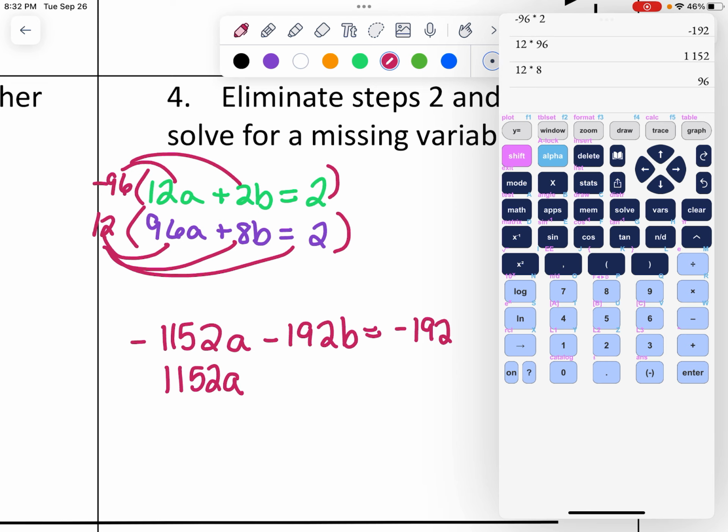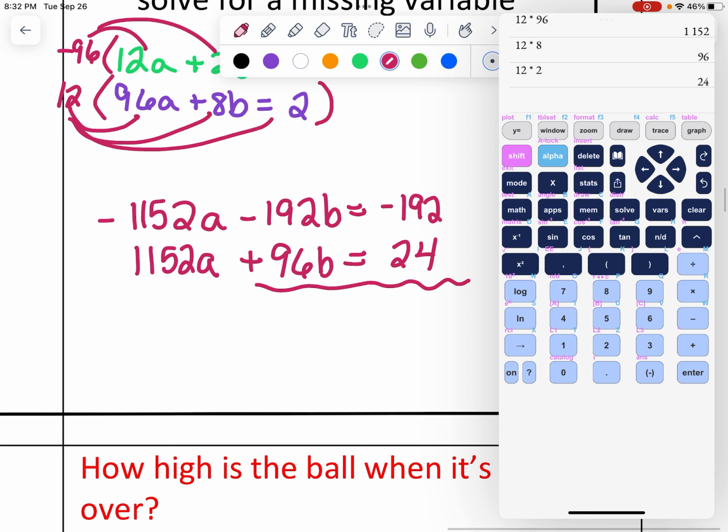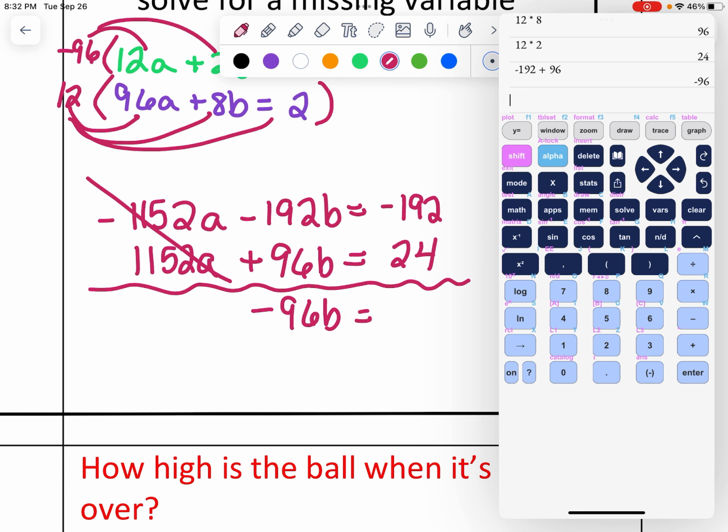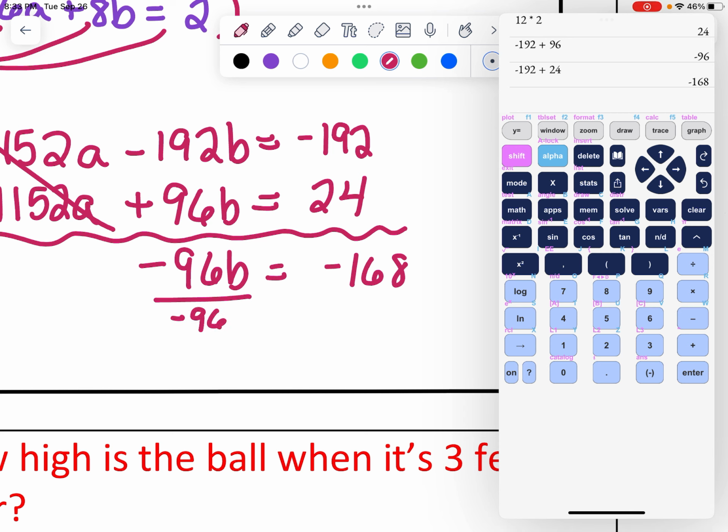All right, so what's that going to be? That's a positive 96. I'm also doing this without a key, which makes me very nervous, but that's okay. All right, I think I'm okay. I don't think I made any mistakes. Watch, I'm going to be so embarrassed. We all make mistakes. Eliminate those a's, go away. Let's see, what is negative 192 plus 96? That's negative 96b. What's negative 192 plus 24? It's negative 168. Okay, let's see what we get here. Now we divide by negative 96.